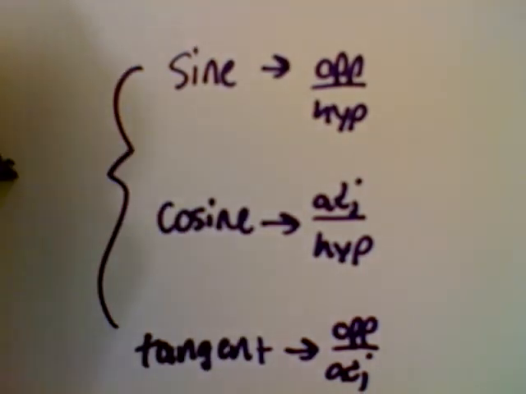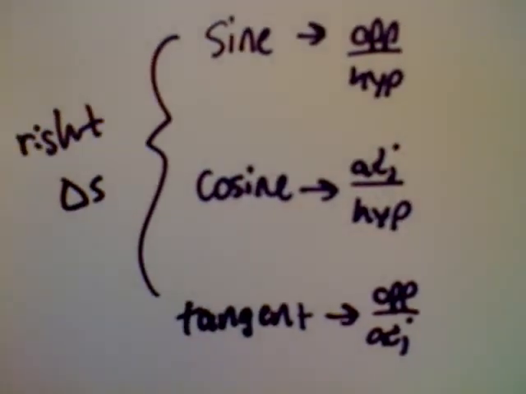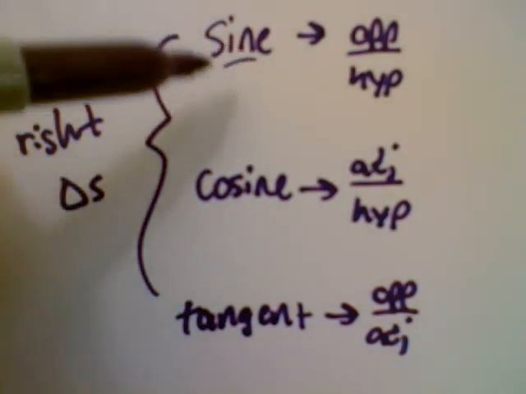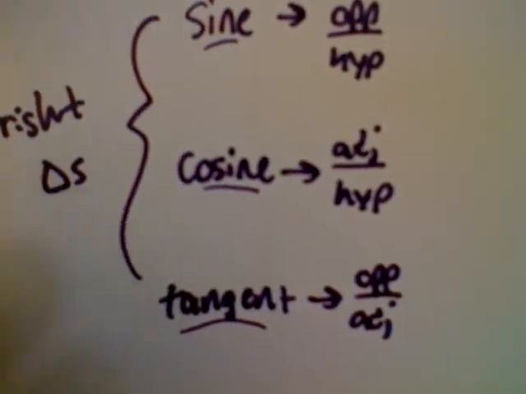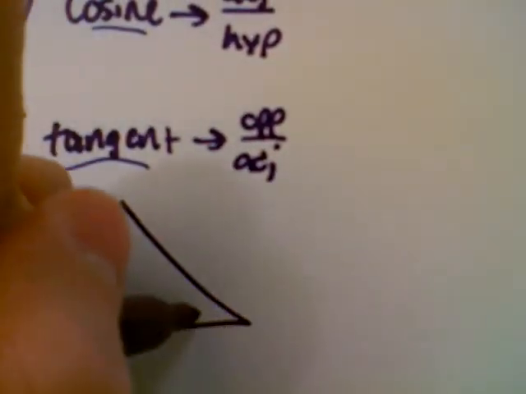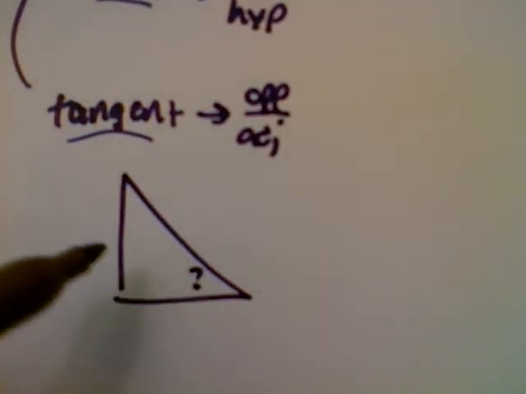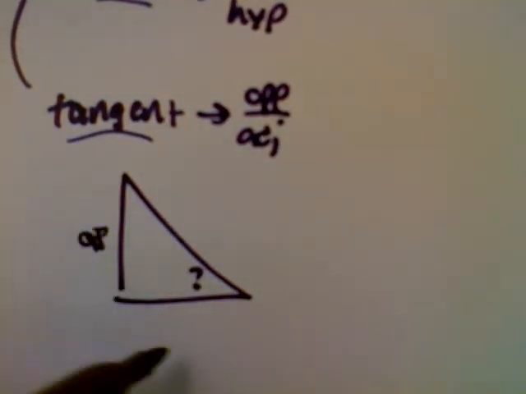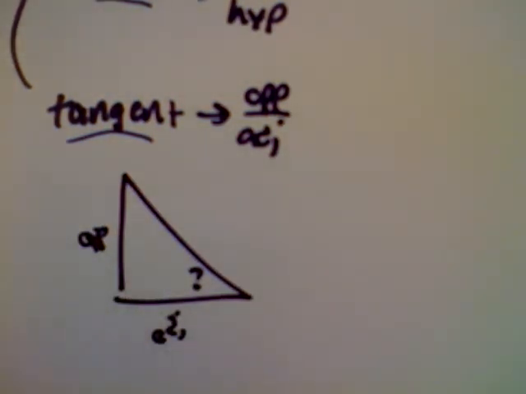Now remember, these are all with right triangles, and these deal with the angle. These ratios are in reference to a particular angle. If there's any particular angle in a triangle, for example, maybe we're looking at this angle right here, then the tangent of this angle deals with the opposite side here and the adjacent side. If you move the angle, then you're dealing with different sides.